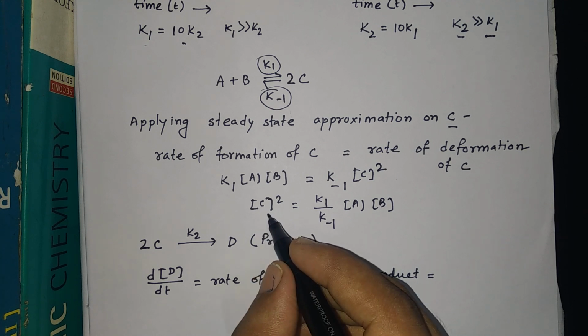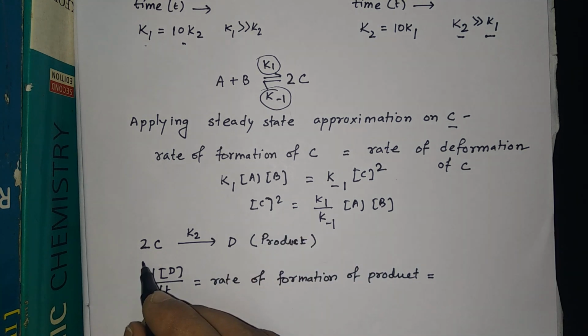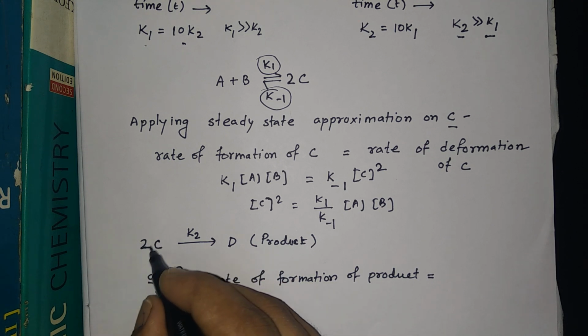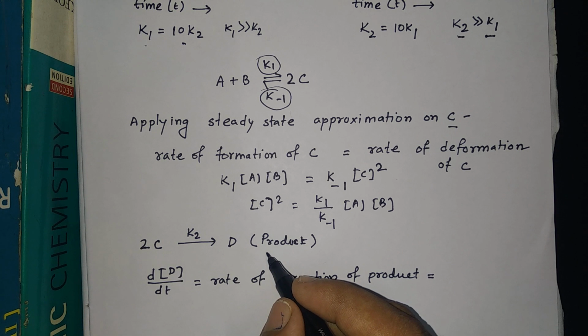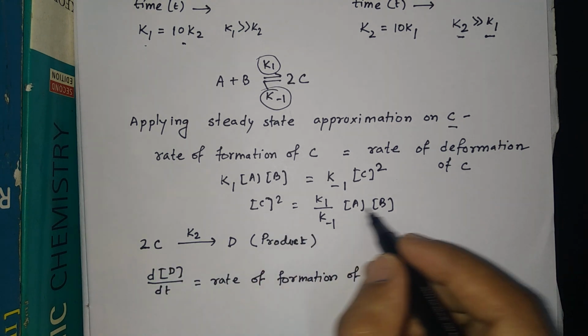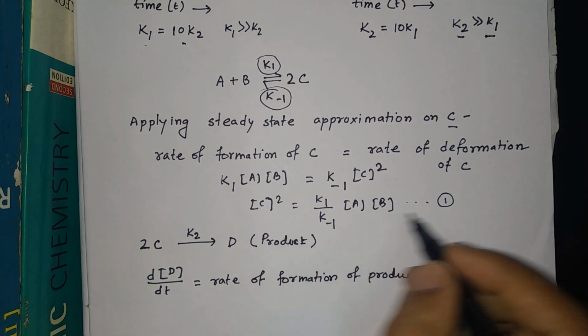But the concentration of C is not needed here, because we can see in the next step, the product formation step also involves the stoichiometry 2. Hence the rate of formation of the product is actually proportional to the square of the concentration of C. So therefore we can use this. This is equation number 1.